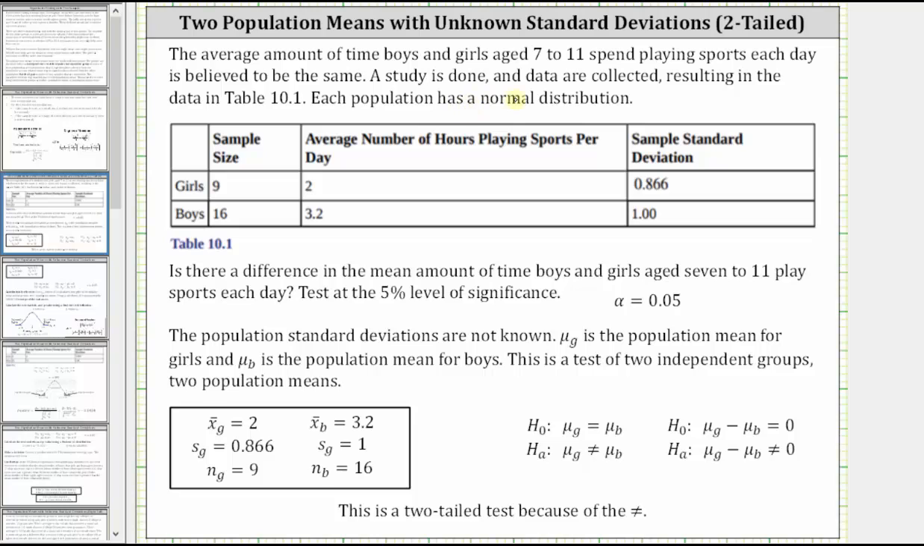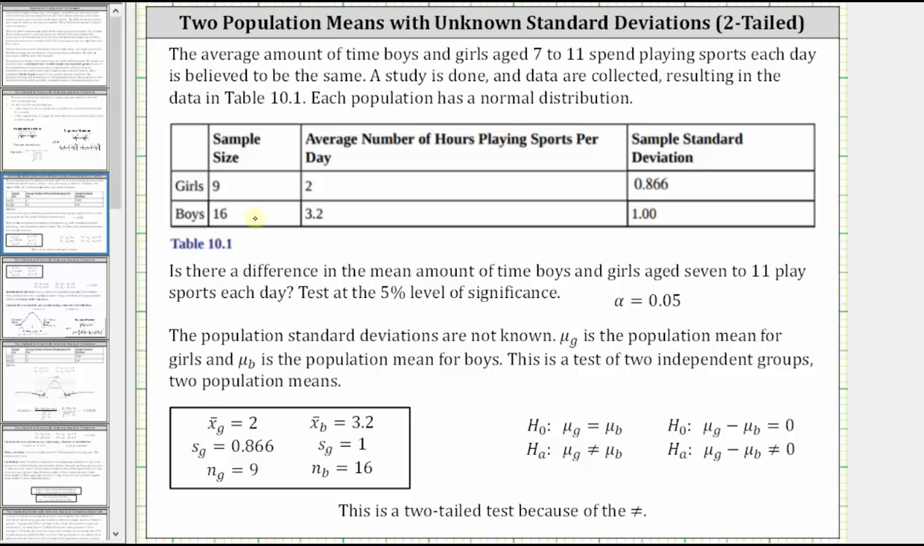Each population has a normal distribution. Notice how we have the sample size, the average number of hours playing sports per day, and the sample standard deviation. So from the table, let x bar sub g equal the sample mean for the girls, which is equal to 2. s sub g, the sample standard deviation, is 0.866 for the girls, and the sample size n sub g is 9. And then for the boys, we have x bar sub b is equal to 3.2, s sub b is equal to 1, and n sub b is equal to 16.